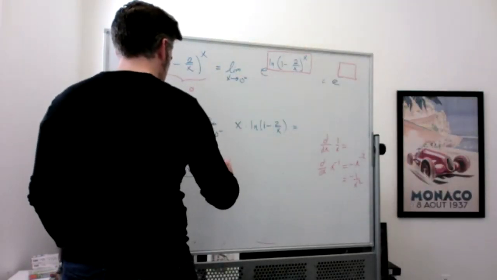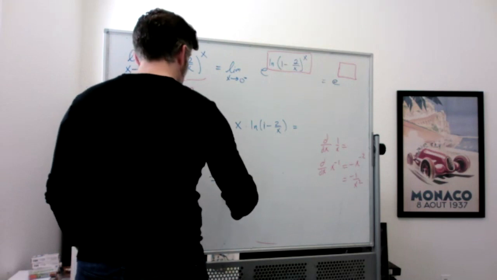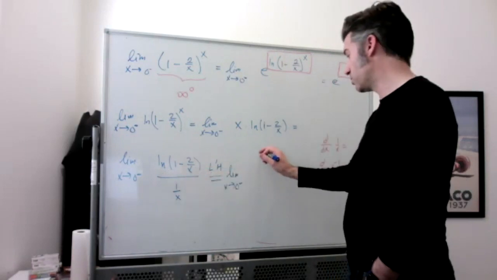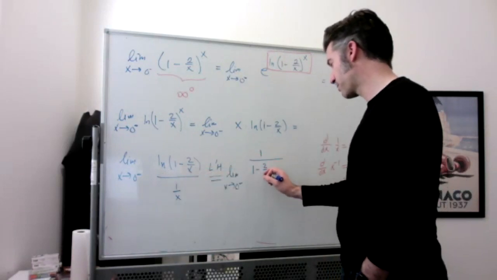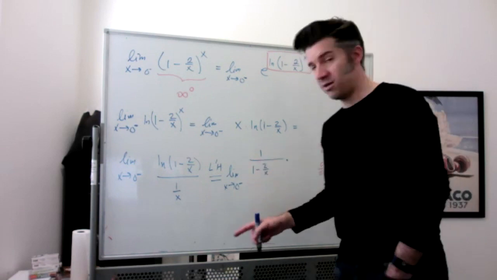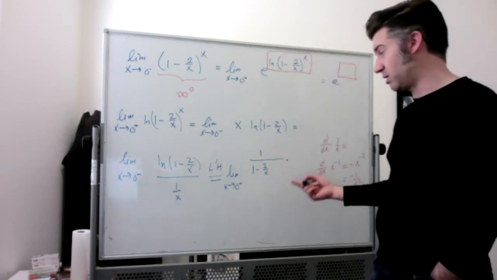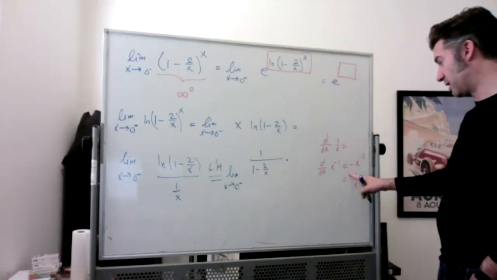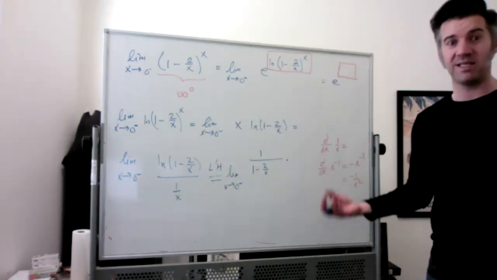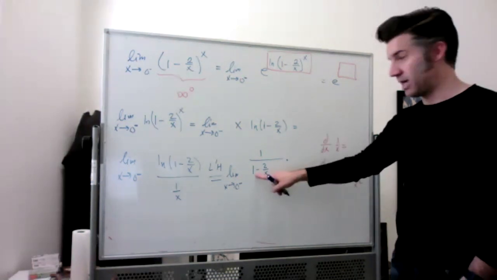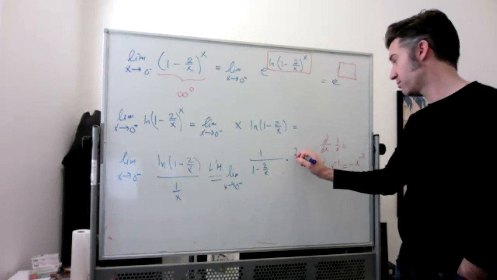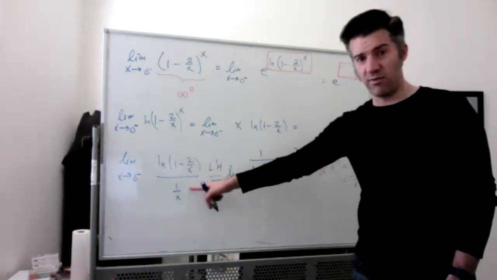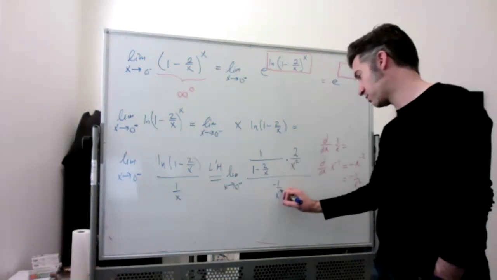Let's use L'Hopital's rule. The limit as x approaches 0 from the left. Let's see. So the derivative of the natural log of some stuff is 1 over the stuff times the derivative of the stuff. The derivative of 1 minus 2 over x is going to be 0 minus the derivative of 2 over x. Well, the derivative of 1 over x is negative 1 over x squared. The derivative of 2 over x is negative 2 over x squared. This is going to be negative 2 over x squared, or just 2 over x squared, over the derivative of 1 over x, which is negative 1 over x squared.